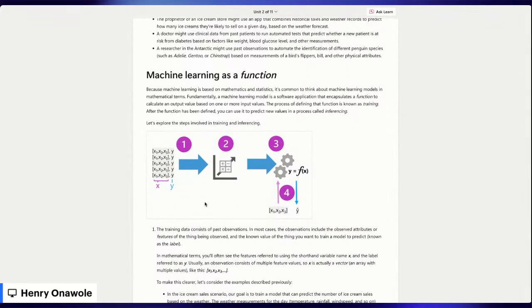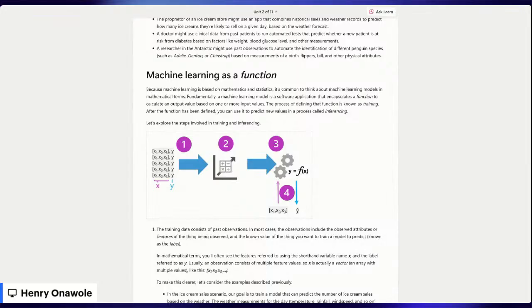Next, machine learning as a function. Because machine learning is based on mathematics and statistics, it is common to think about machine learning models in mathematical terms. Fundamentally, a machine learning model is a software application that encapsulates a function to calculate an output value based on one or more input values. The process of defining that function is known as training. After the function has been defined, you can use it to predict new values in a process called inferencing.